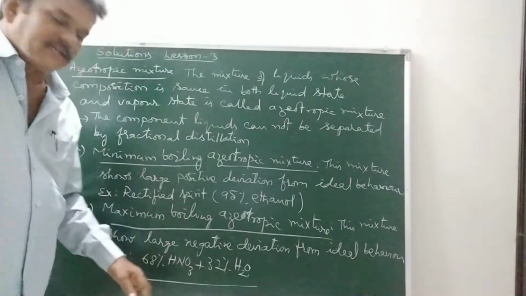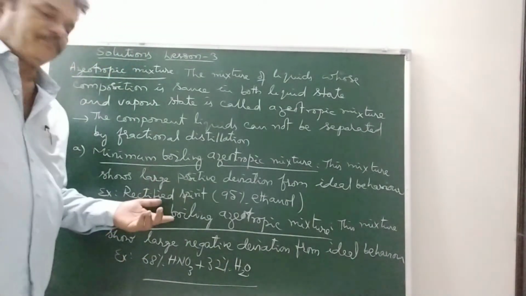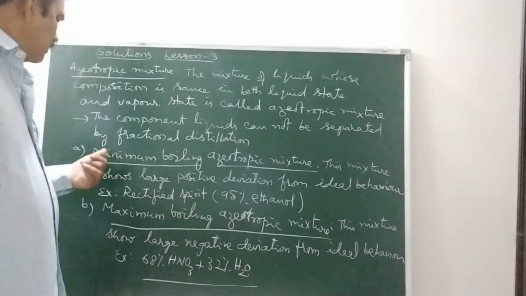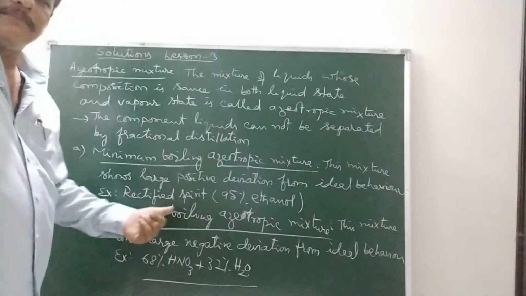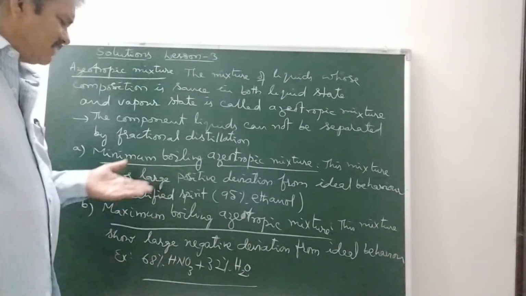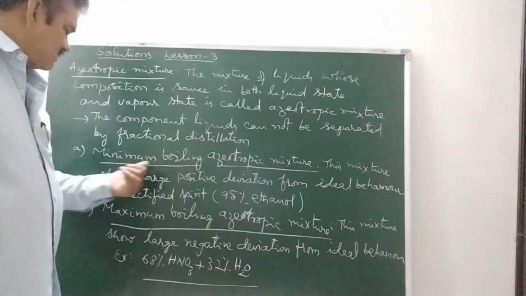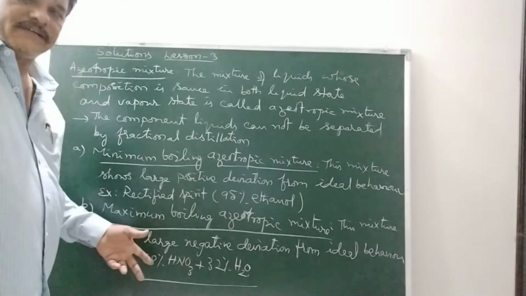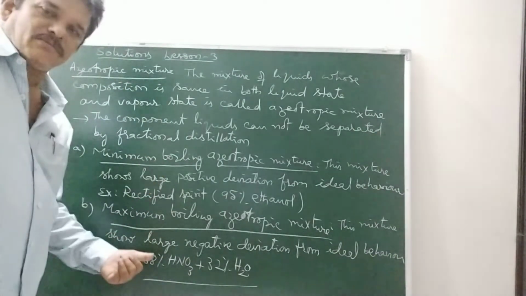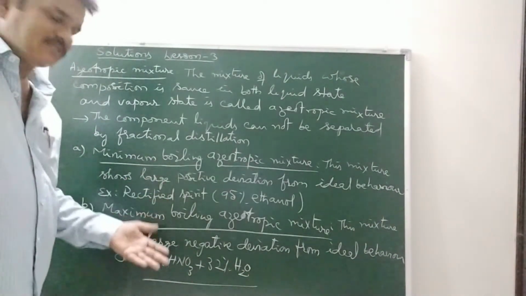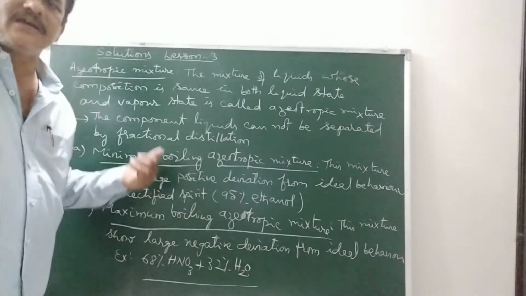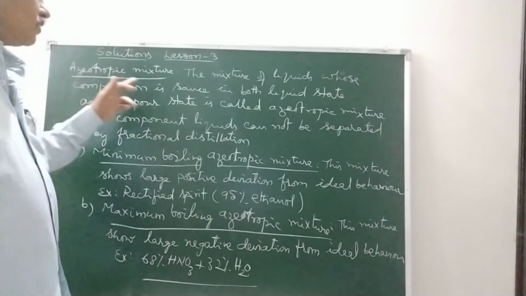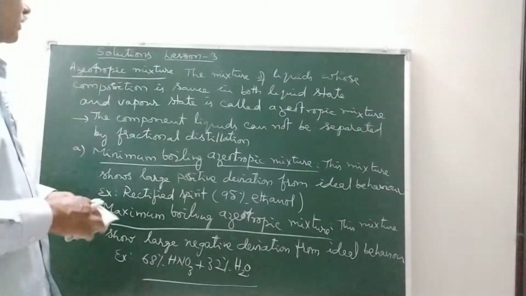So azeotropic mixtures are of two types based on large positive deviation or large negative deviation: the minimum boiling azeotropic mixture, where the boiling point will be less, and the maximum boiling azeotropic mixture, where the boiling point will be more. Of course, it is constant in both cases. In this process also we cannot separate these two liquids by fractional distillation. I think you might have understood about azeotropic mixtures.